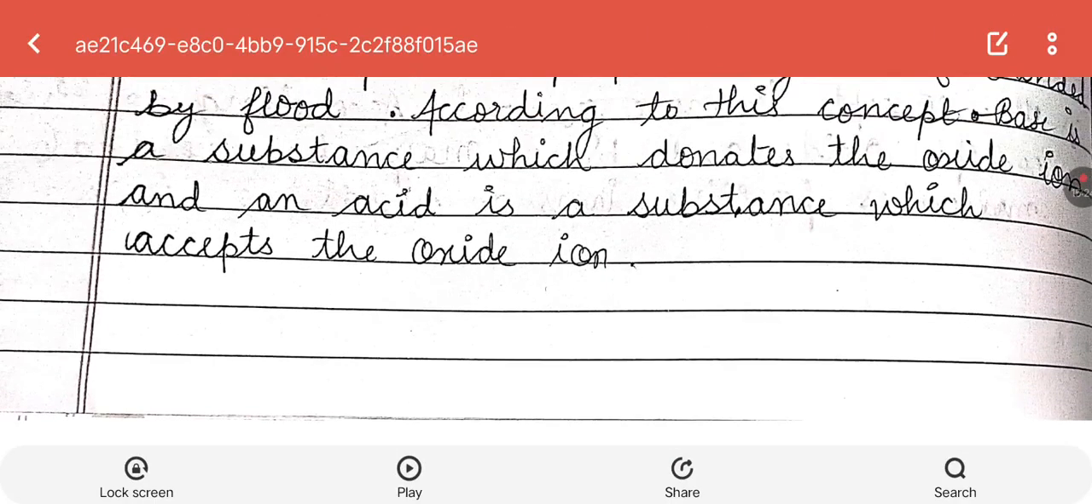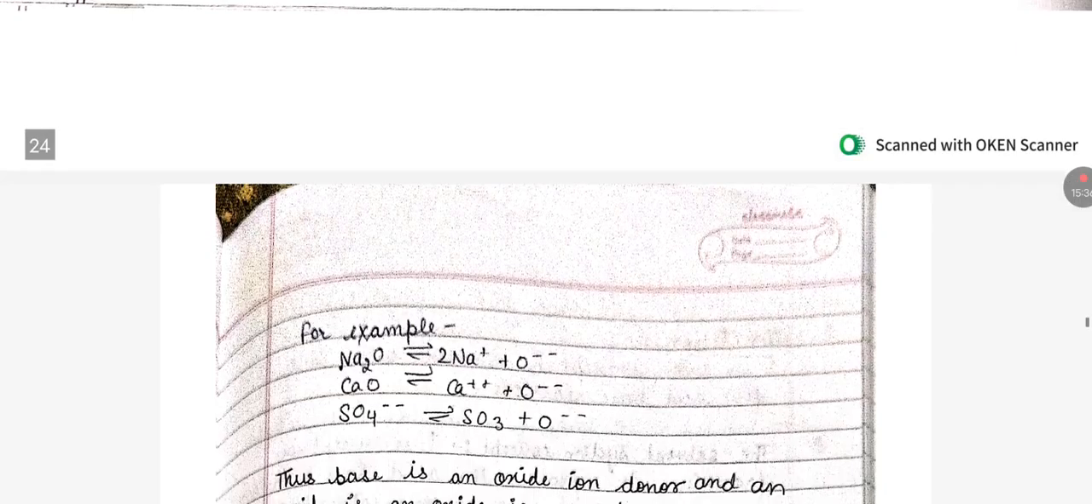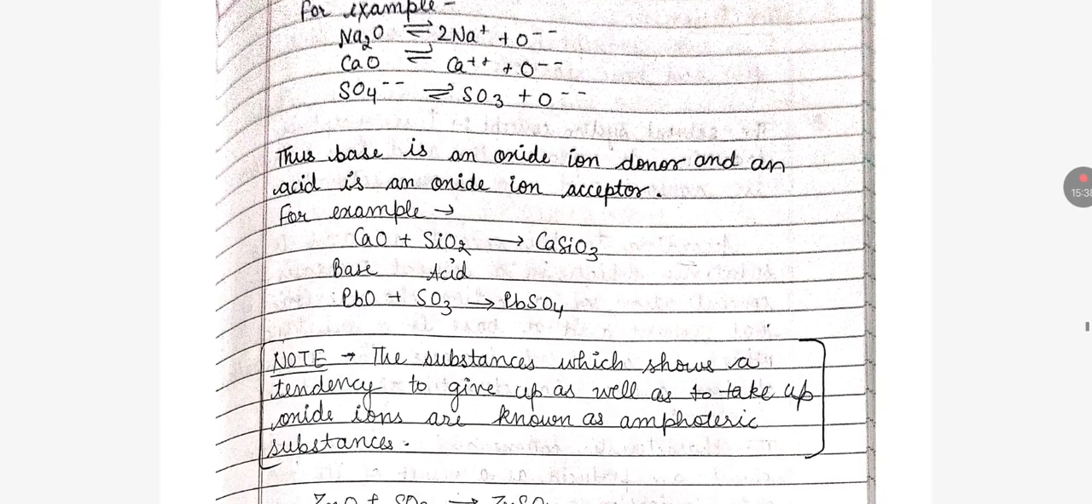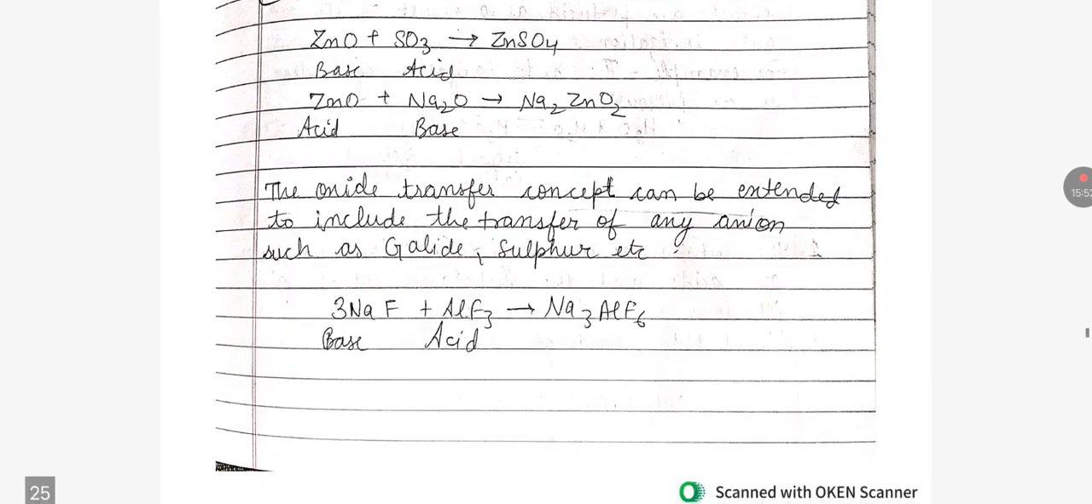According to Lux-Flood concept, a substance which donates oxide ion is a base and an acid is a substance which accepts oxide ion. Base is an oxide ion donor and acid is an oxide ion acceptor. Substances which show tendency to give as well as take up oxide ion are known as amphoteric substances.